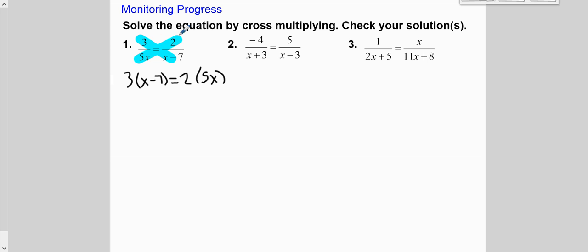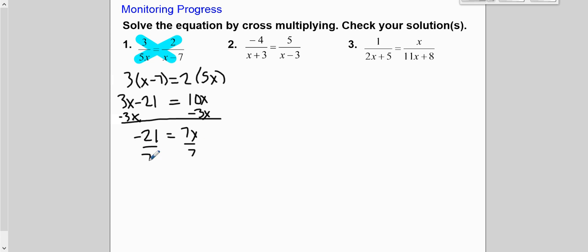Okay, 3 times x minus 7 must equal 2 times 5x. Simplify and start solving. X equals -3. All right, try the next one.